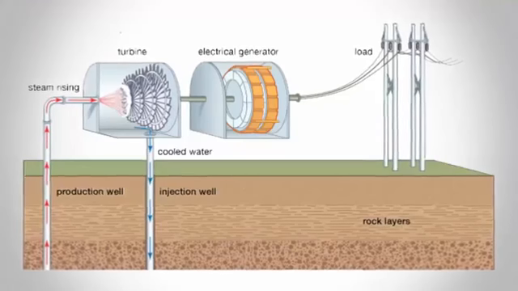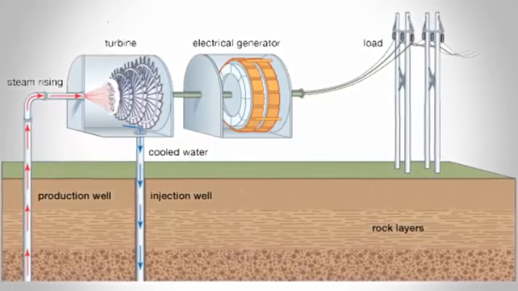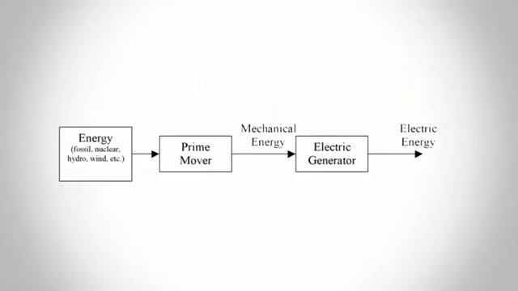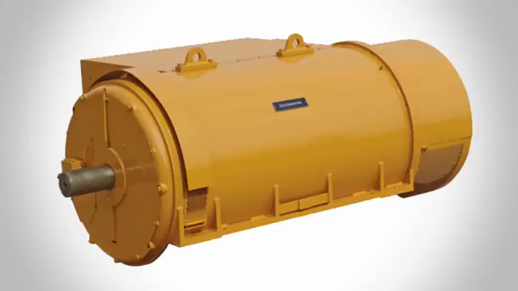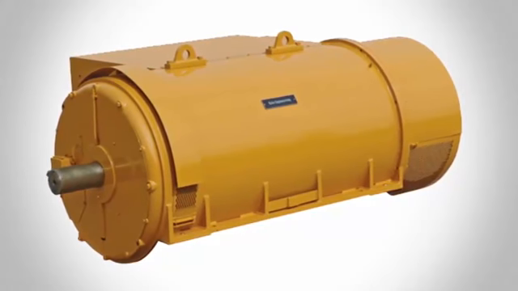A generating station essentially employs a prime mover coupled to an alternator for production of electric power. The prime mover, for example, steam turbine, water turbine, etc., converts energy from some other form into mechanical energy. The alternator converts mechanical energy of the prime mover into electrical energy.